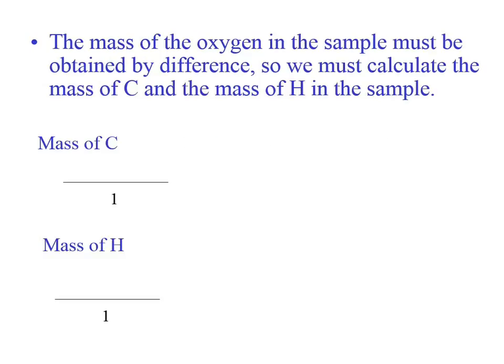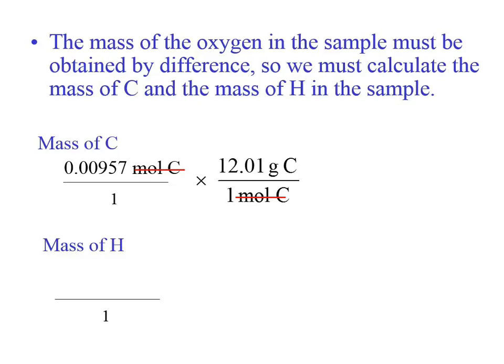So now this is where I revisit those moles and go ahead and take them all the way to grams. So we piggyback on that 0.00957 moles of carbon over 1. Now here's where we introduce that term I showed you a minute ago, 12.01 grams of carbon over 1 mole of carbon. 3 sig figs, grams of carbon must be 0.115 grams of carbon.